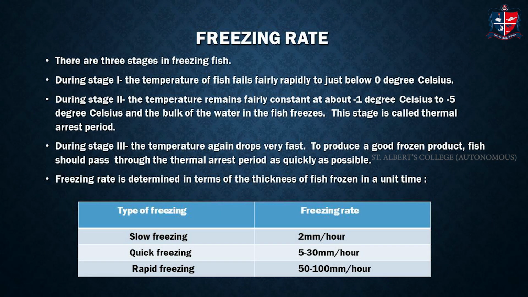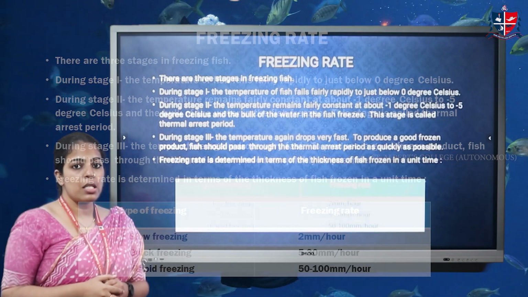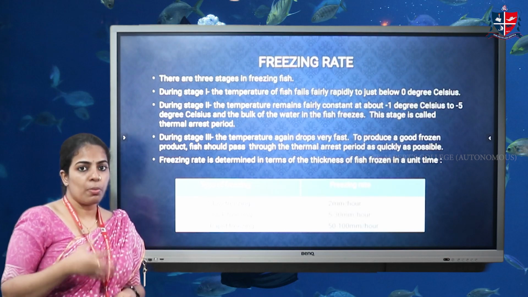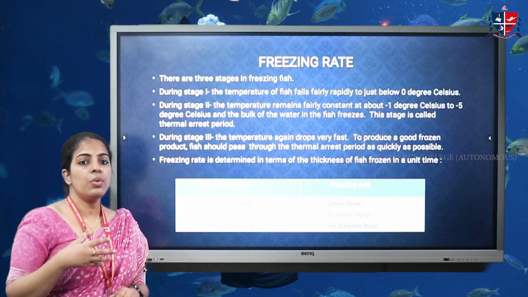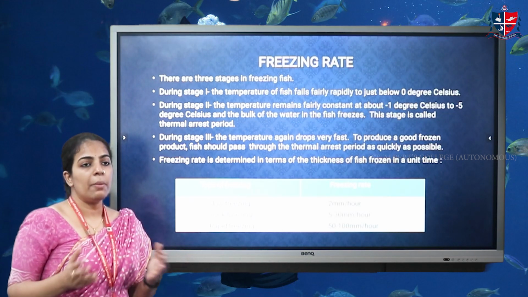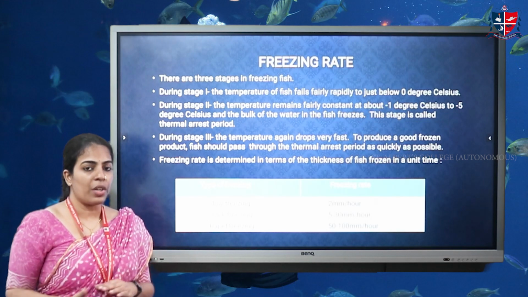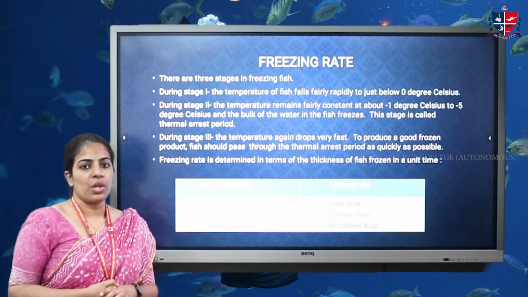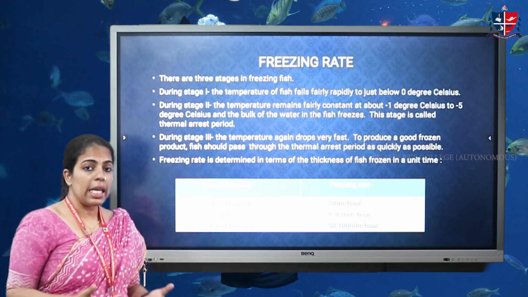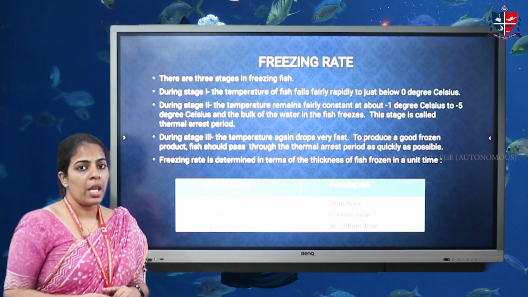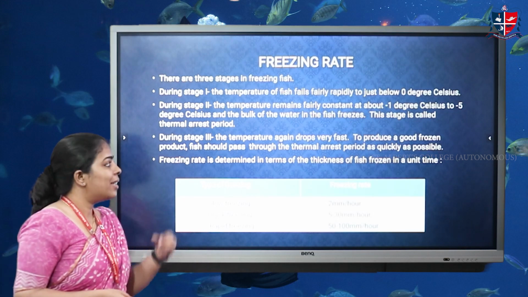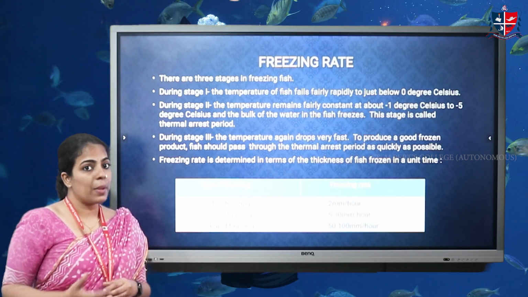And when focusing on the freezing rate, we can say there are three major stages in the case of fish freezing. In stage 1, the temperature in the fish flesh starts to rapidly fall below 0 degrees Celsius. In stage 2, the temperature comes between -1 and -5 degrees Celsius, and this period is called the thermal arrest period. In stage 3, the temperature again rapidly falls. For getting a very good frozen product, the thermal arrest period should be passed as quickly as possible.